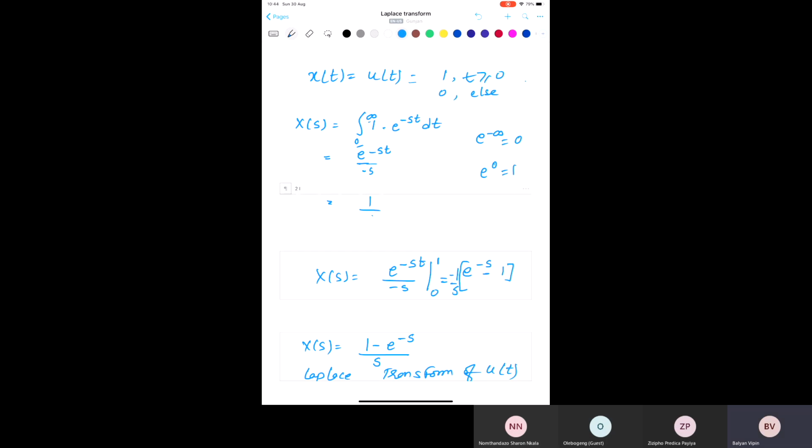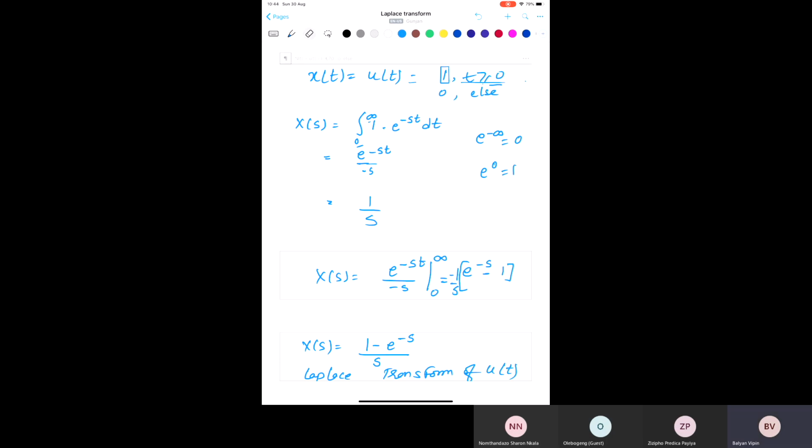1 upon s. But here the limits of integration, I'm explaining again so that you understand the meaning of u(t). u(t) has an amplitude equal to 1, which doesn't mean that the limits of time are also 1. It's from 0 to infinity. So the limits here will go from 0 to infinity.